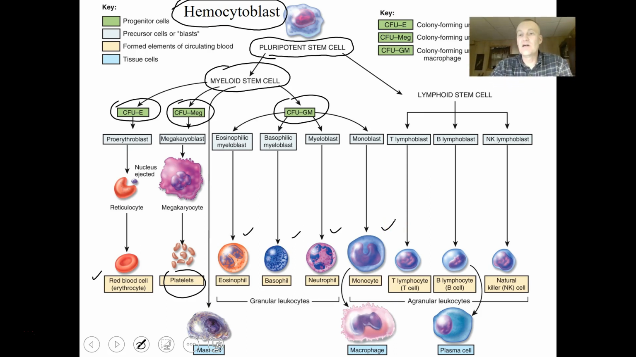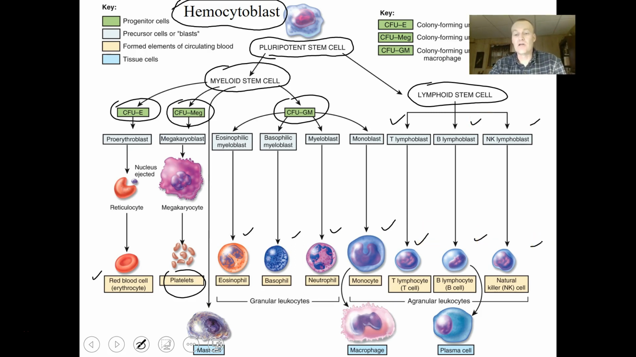And if it's given these colony stimulating factors or colony forming units, it can become lymphoid tissue. So given the right hormonal signal, it will become a T lymphoblast, B lymphoblast, or natural killer lymphoblast, which will form T cells, B cells, or natural killer cells. So you have to have the right hormone or chemical signal to become a particular type of blood cell. But you can see they all stem from the same mother of all stem cells, the hemocytoblast.